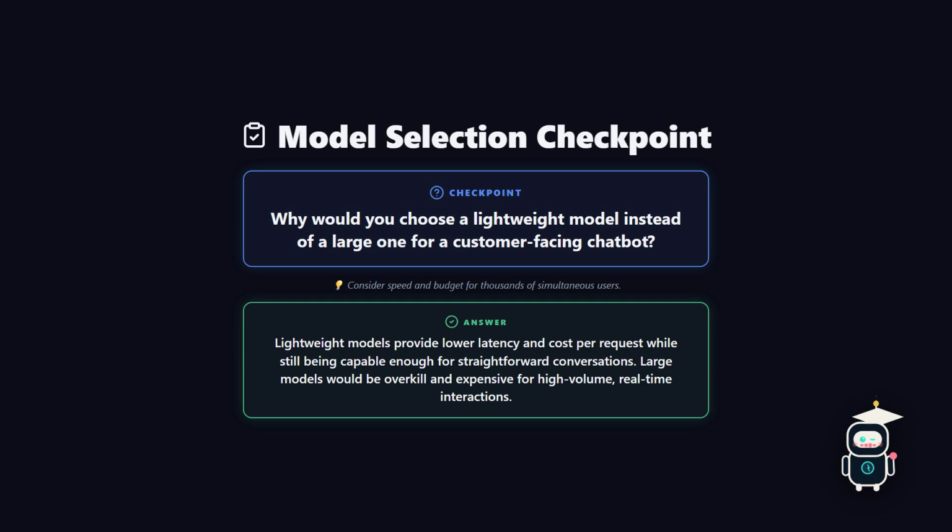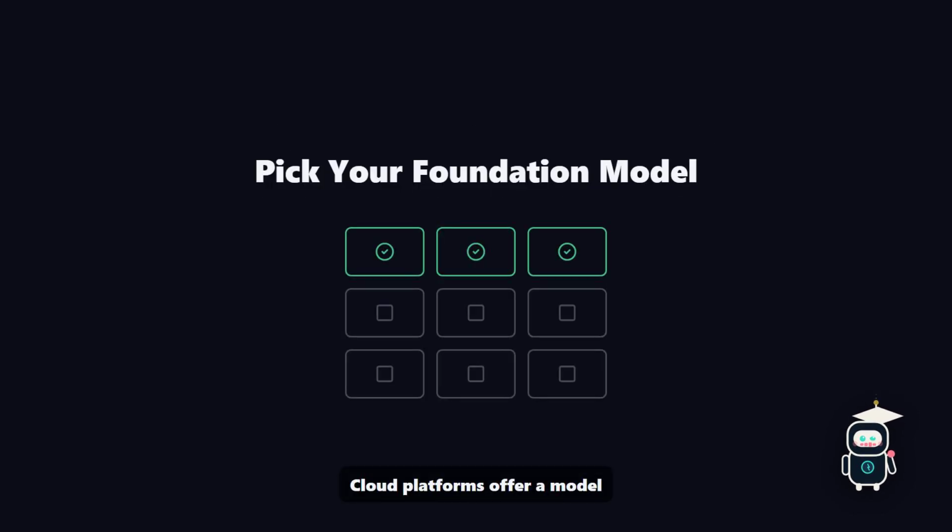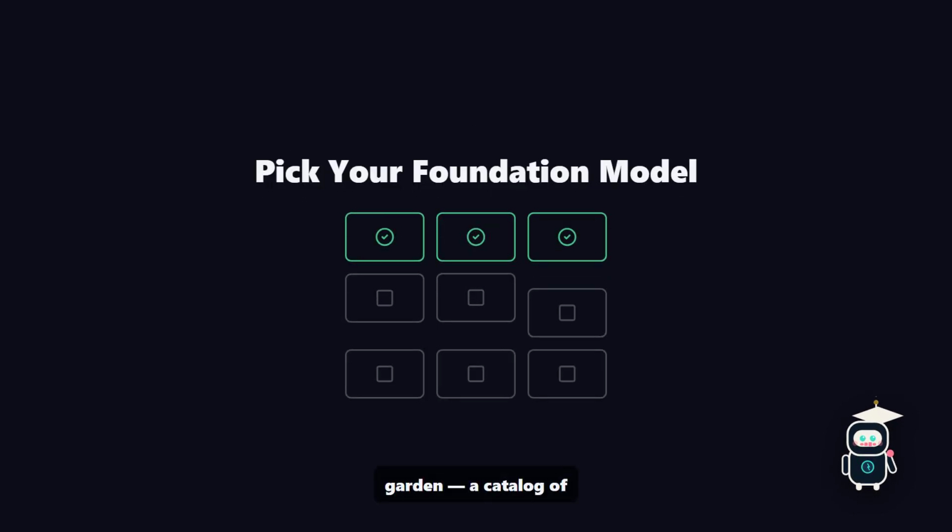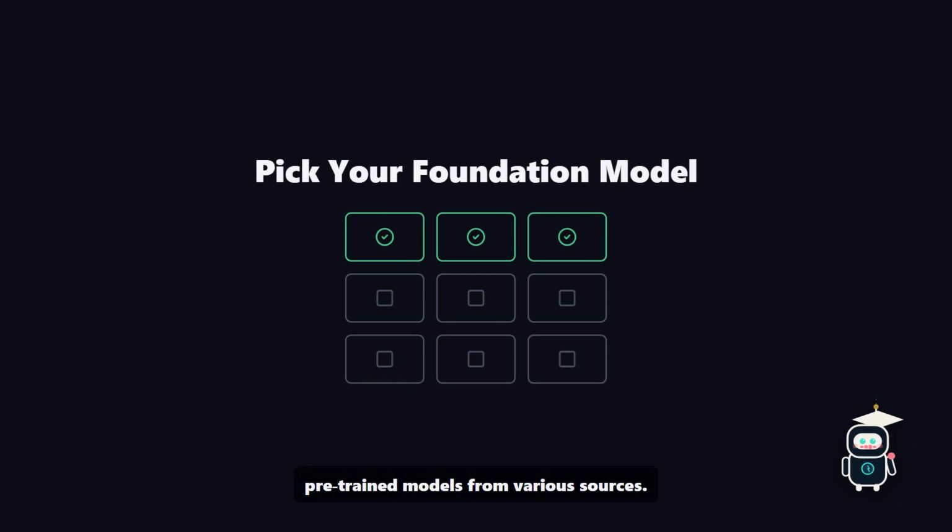Cloud platforms offer a model garden, a catalog of pre-trained models from various sources. You can explore models for text, images, audio, and more in a unified playground. Compare outputs, and choose the one that fits your use case. No separate accounts or APIs to manage.